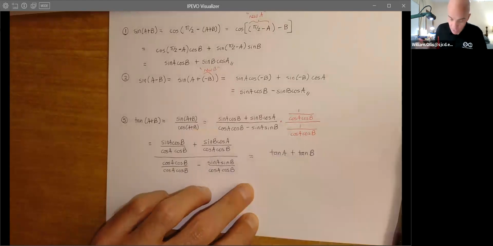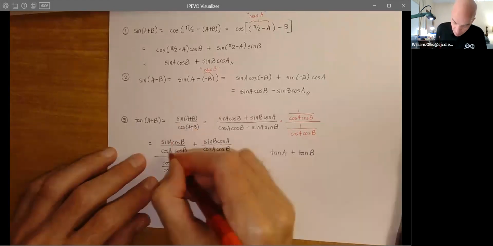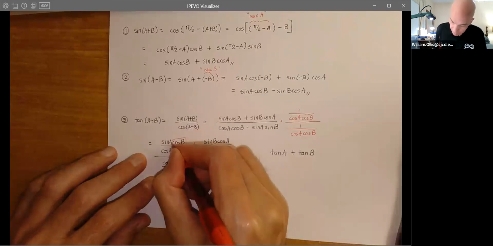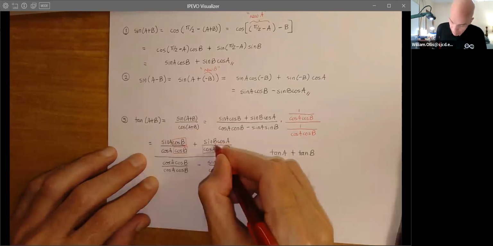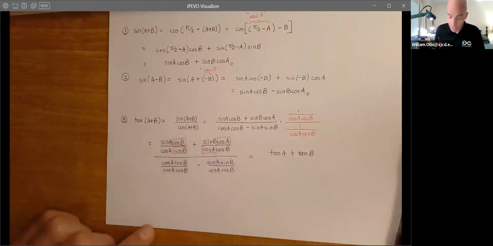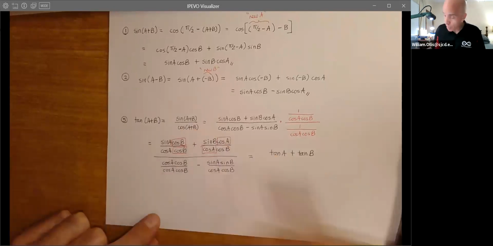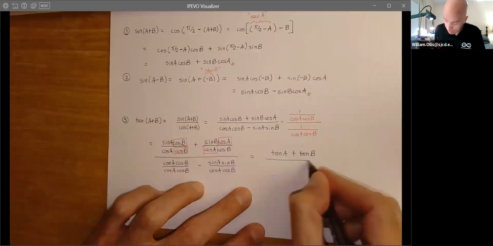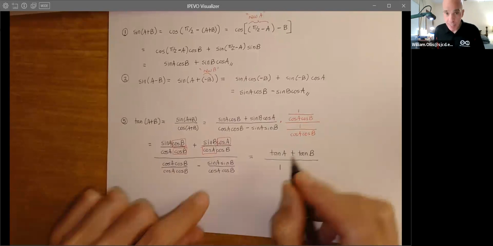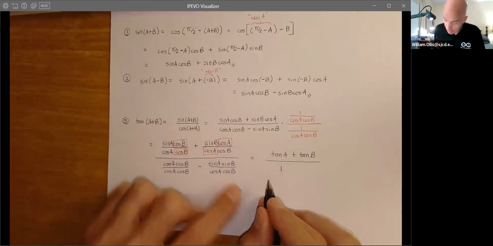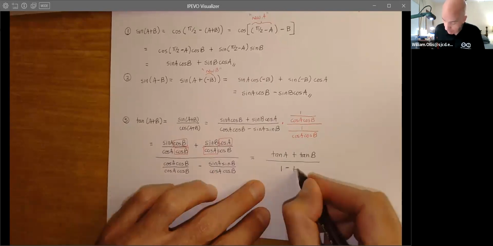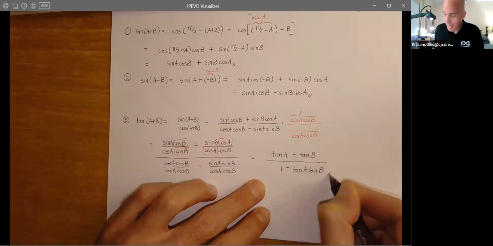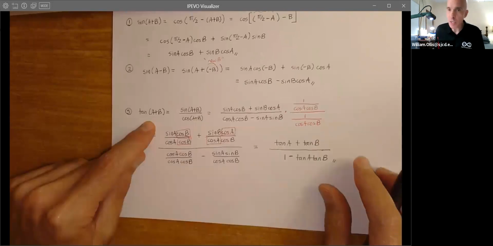So if you like, just put little boxes around them. Those terms absorb. Now here, of course, we just get a 1. The denominator and numerator are equal. And here we just get a tan A and a tan B. And this has become the standard form for the tangent of a sum.